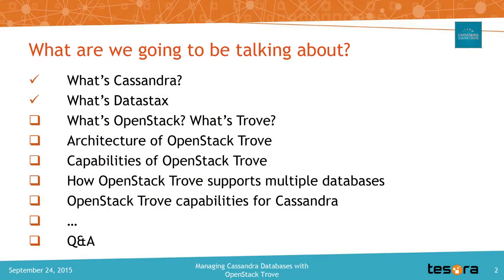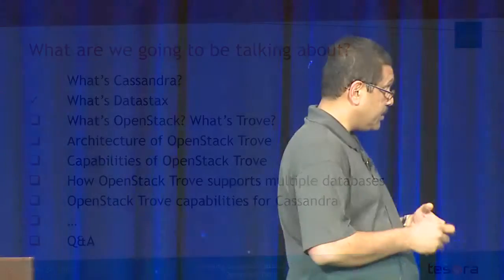I'm sure all of you are familiar with the first two, so we won't bother about that. We'll talk about OpenStack and Trove, something about the architecture of Trove, how it works, what it does, and then drill in a little bit more detail about Cassandra itself, and leave some time for questions.